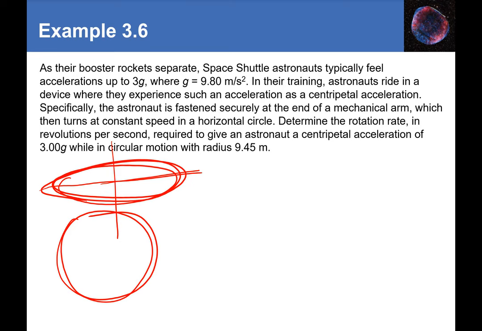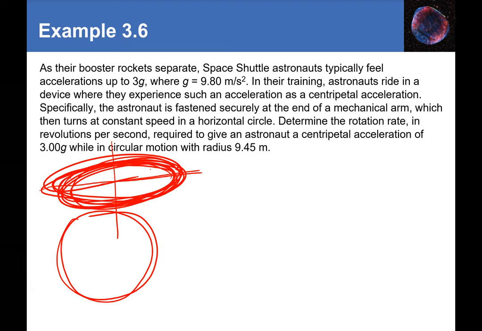Determine the rotation rate in revolutions per second. That means in how many revolutions each second does it complete? That means how many times it goes around each second. So it could be one revolution per second, or it could be many, many revolutions per second, right?